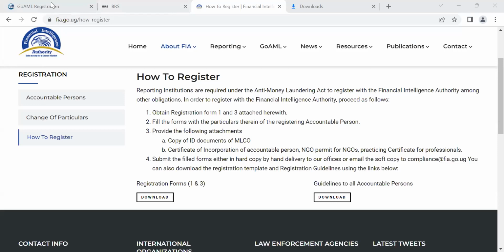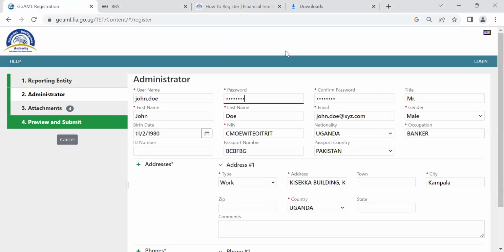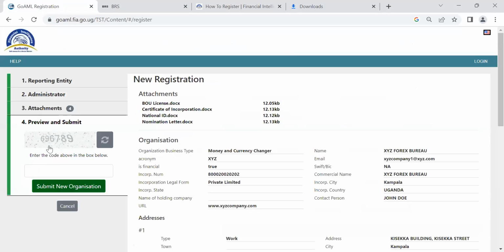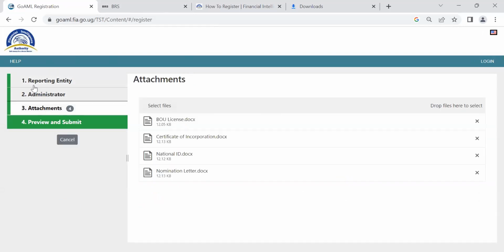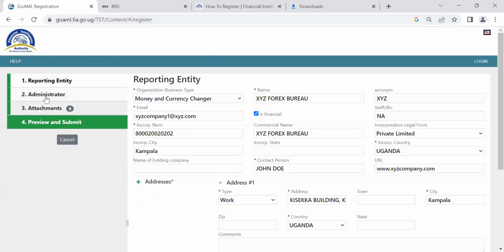You submit. For those who are done, just click on preview and submit, put in the code that comes, and then submit. Ivan, I already closed that. You didn't submit. You're supposed to submit. Please, let's move together. Don't close or leave this page until we go through it together. You're not supposed to close the page.